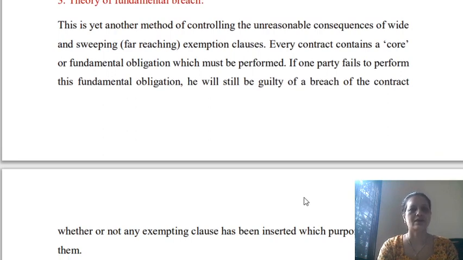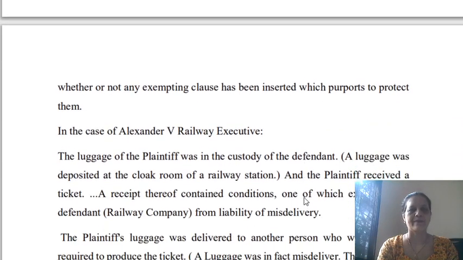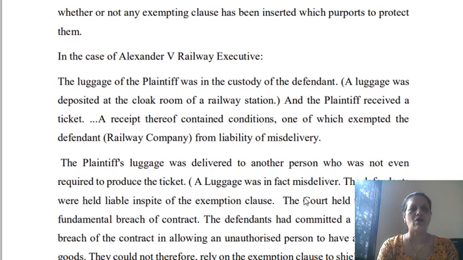This is yet another method of controlling the unreasonable consequences of wide and sweeping, that is far reaching, exemption clauses. Every contract contains a core or fundamental obligation which must be performed. If one party fails to perform this obligation, he will still be guilty of breach of contract, whether or not any exemption clause has been inserted which purports to protect them.